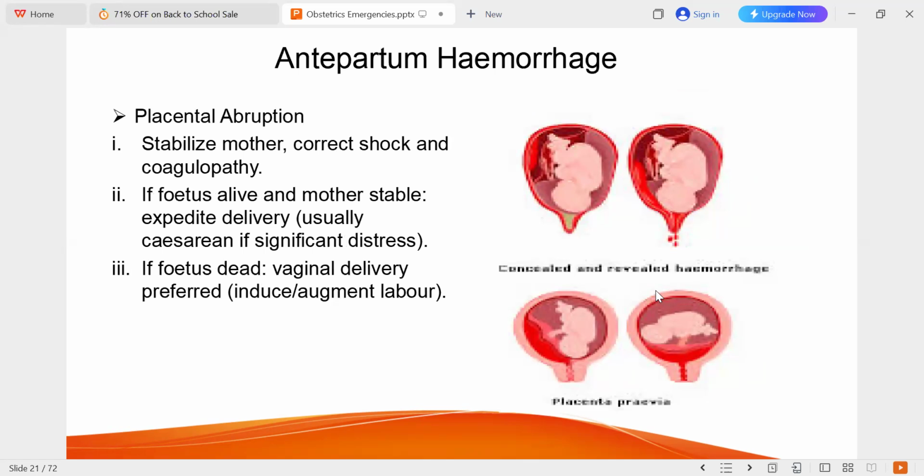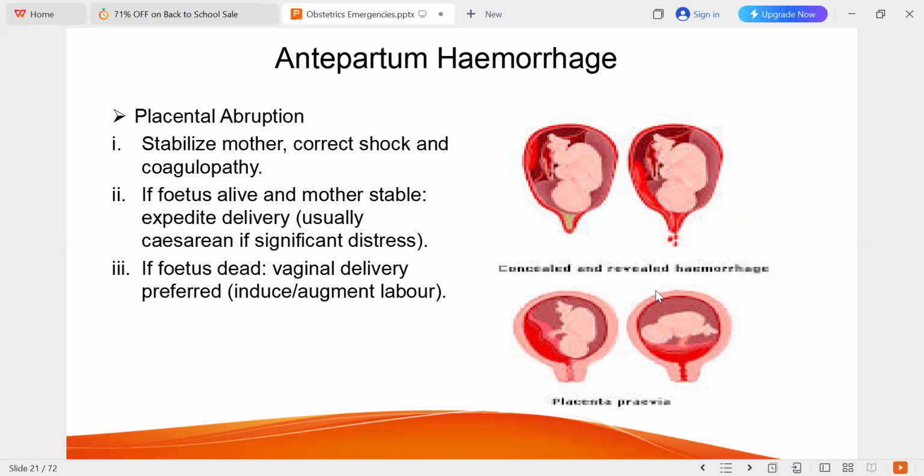Okay, placenta abruptio. In this group of patients, you want to stabilize the mother and correct the shock, and placenta abruptio is actually one of the predisposing factors for coagulopathy. You want to watch out for coagulopathy.